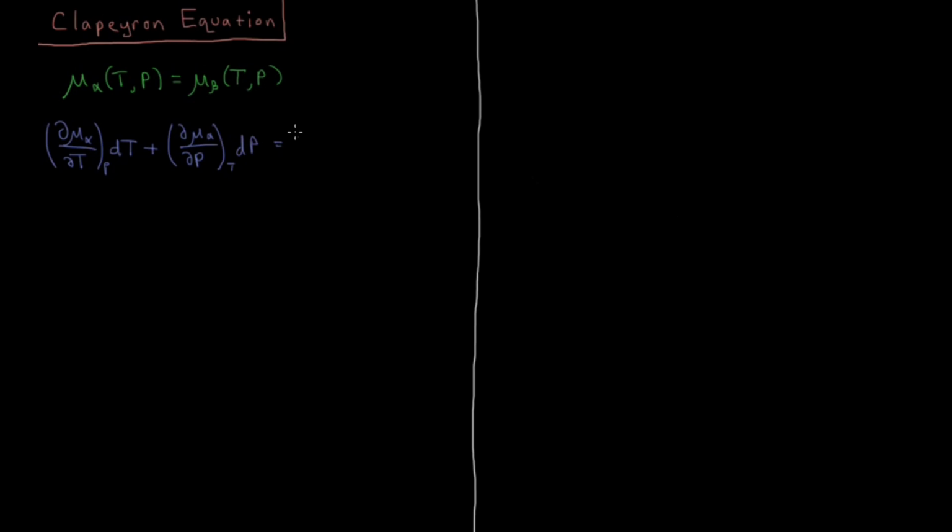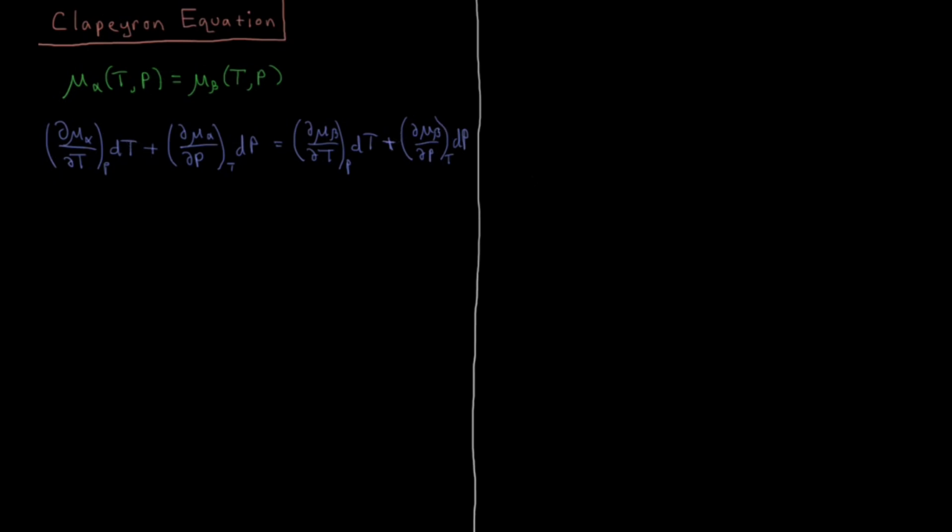That is going to be equal to the corresponding quantity for phase beta: the partial derivative of mu beta with respect to temperature at constant pressure times dT, plus the partial derivative with respect to pressure at constant temperature times the change in pressure.